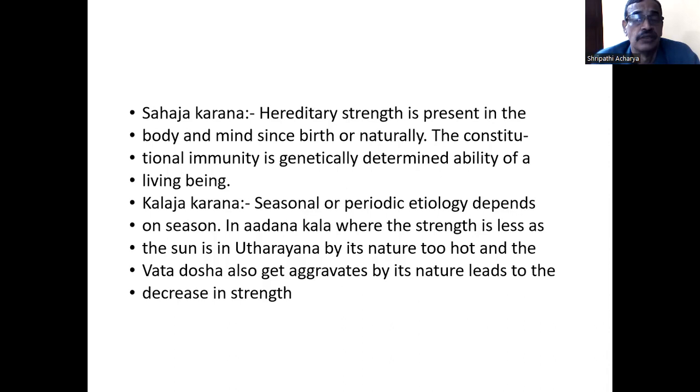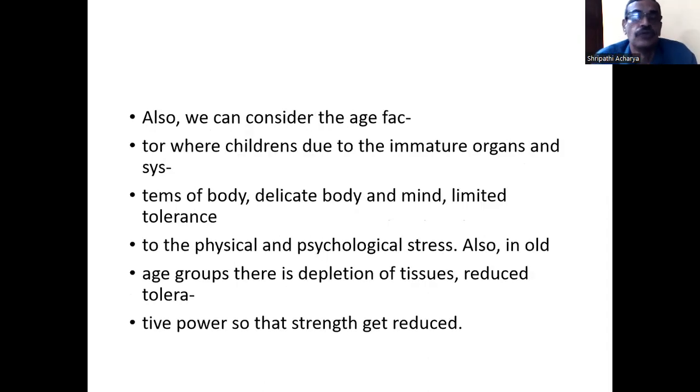In Adana Kala, the strength will be less. In Visarga Kala, the strength of the body will be strong, will be more. In Adana Kala the strength is less, as the sun is in Uttarayana, by its nature too hot, and Vata dosha also gets aggravated by its nature, leading to decrease in strength. Also, we can consider the age factor. Children, due to immature organs and systems of the body, delicate body and mind, have limited tolerance to physical and psychological stress. Also, in old age groups, there is depletion of tissues and reduced tolerance, so strength is reduced.